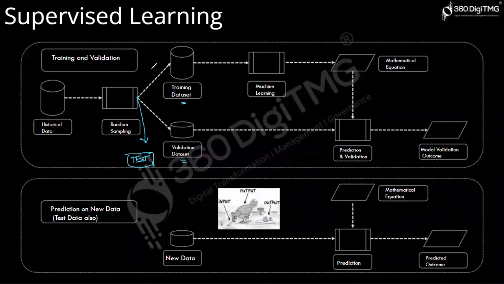Maybe for the training data set, we are going to use 60% of the data. For validation, I am going to give 20%, and for test, I am going to give 20%. The test data set is always completely new data. This is how we build a supervised learning model.